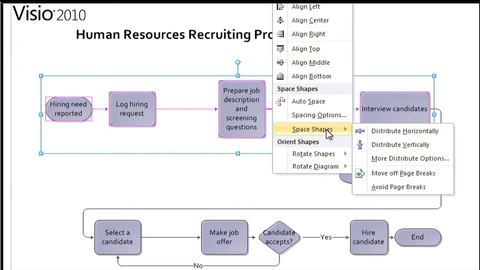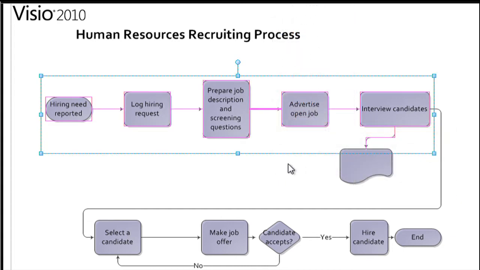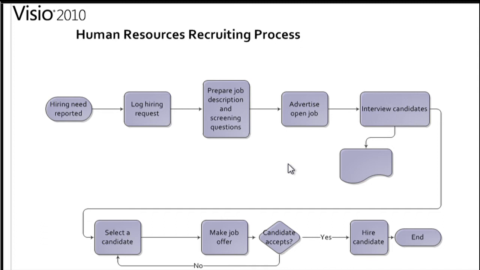Distribute horizontally or vertically for that matter leaves the outermost shapes in position, does not change those. It moves the interior shapes within my selection so that the spacing is distributed evenly in the direction I choose. So Distribute Horizontally does exactly what I want for that first row in this flowchart. So it looks better. I could still tinker a little bit more with the shapes on the page, but I want to do something different.